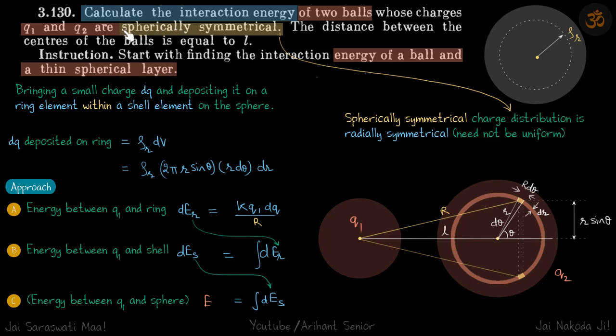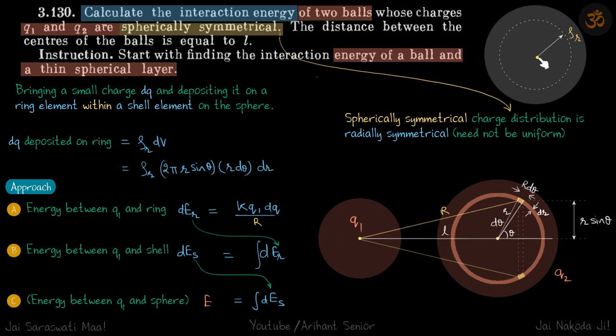So what do we mean by spherically symmetrical charges? That means that the charge distribution is radially symmetrical. So if you go to a distance r, the charge density everywhere is going to be rho(r). It's going to be constant at a certain r, but it can change radially.